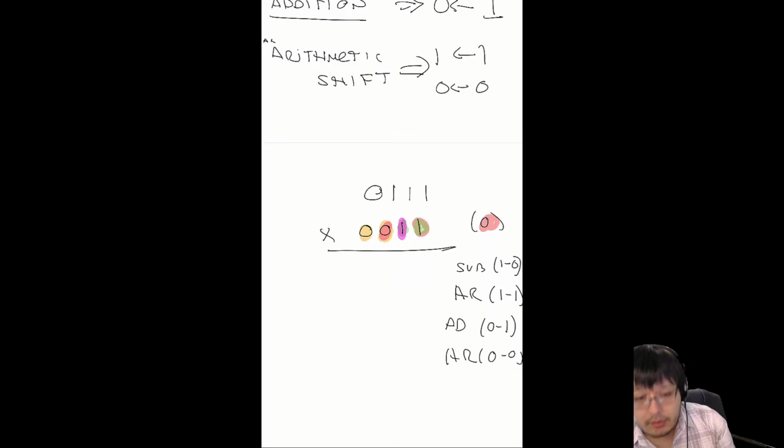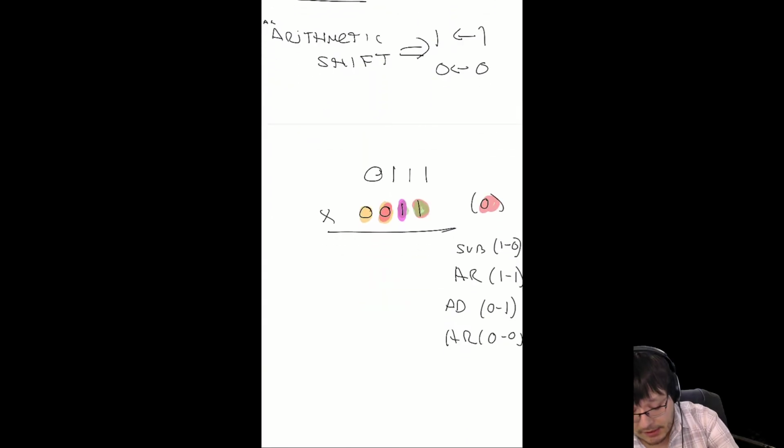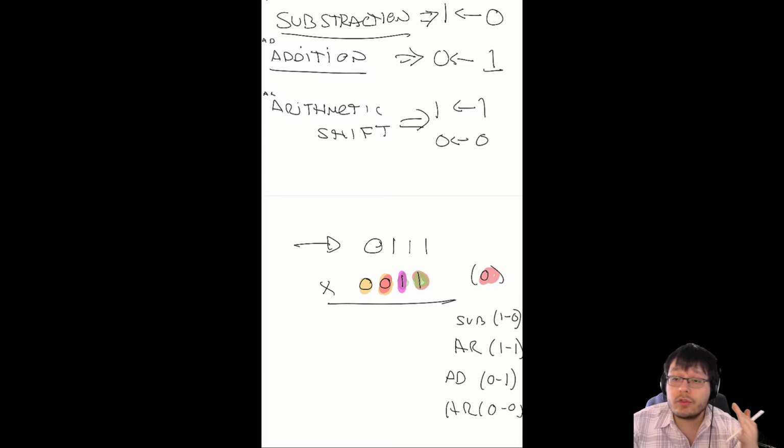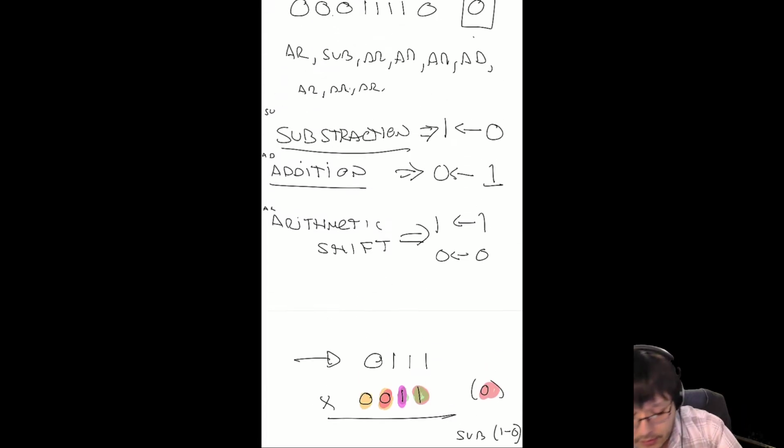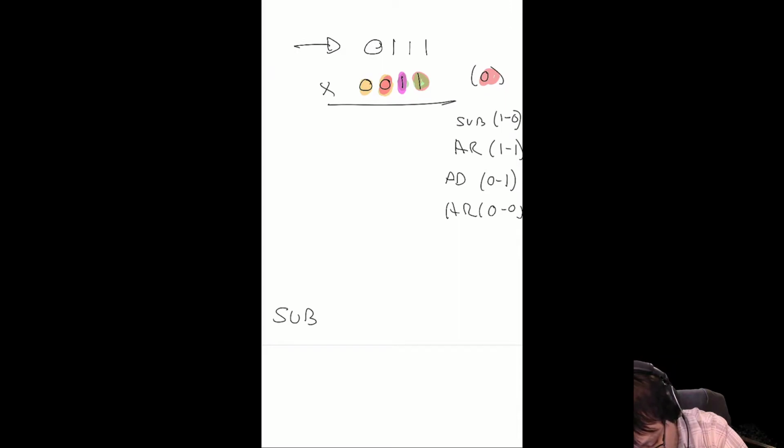Okay? So, when you have a subtraction, you're going to look at the multiplicand, which is the top one, and you're going to do the 2's complement for it. Okay? So, for subtraction, which again is going from 0 to 1 like that, you are going to take 2's complement.